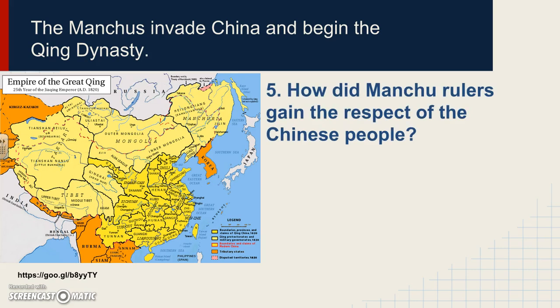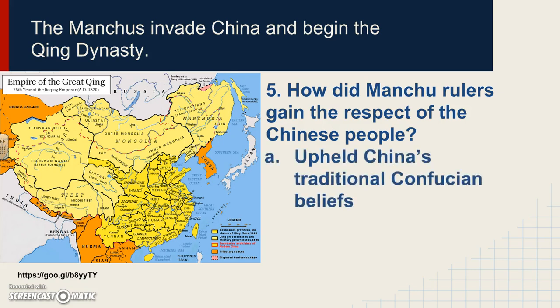So how did the Manchu rulers gain the respect of Chinese people, right? You can see in the northeast is the region of China called Manchuria, right? And some people saw the Manchurians as kind of like these invaders, foreigners coming down to the rest of central and southern China. So they kind of had to gain their respect as they ruled over them. How did they do that?